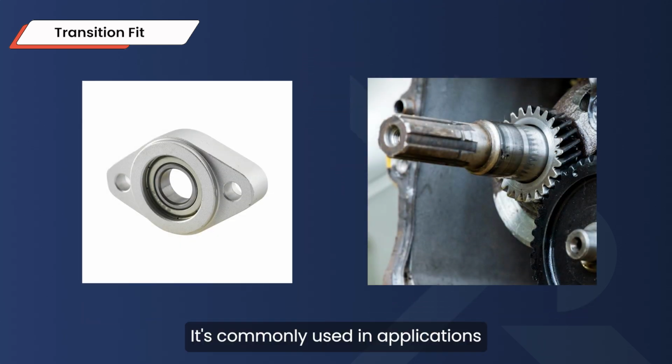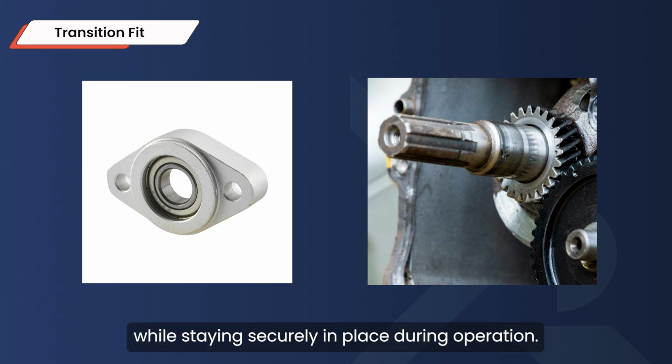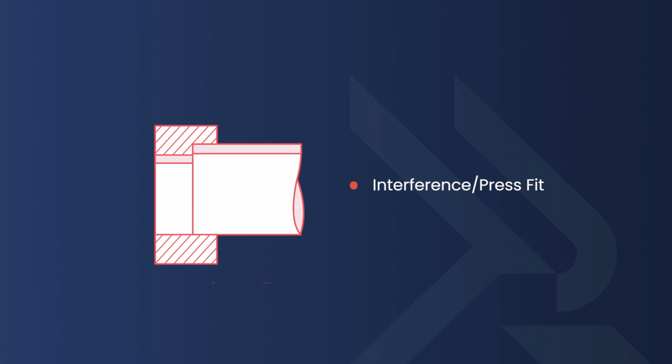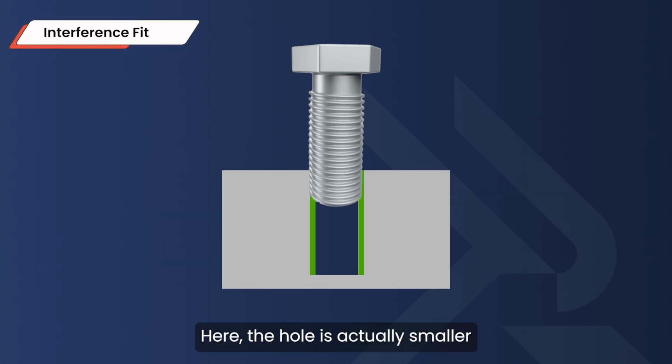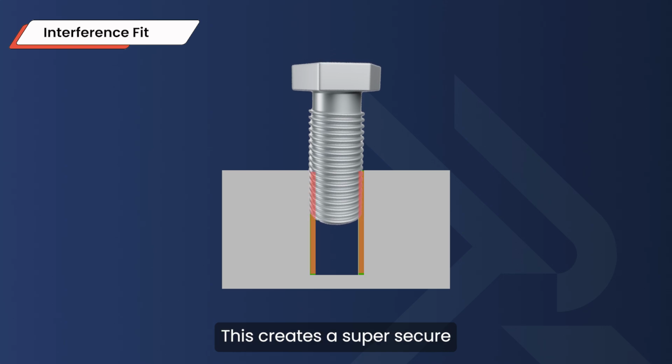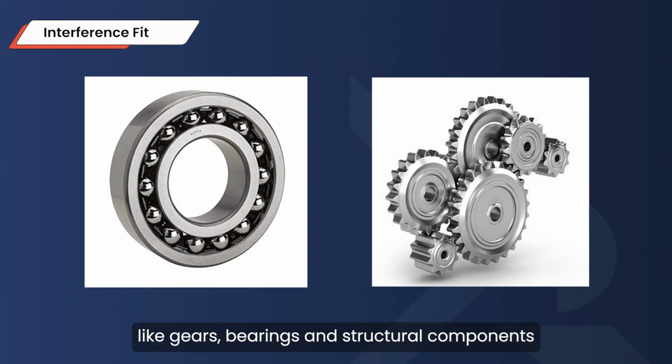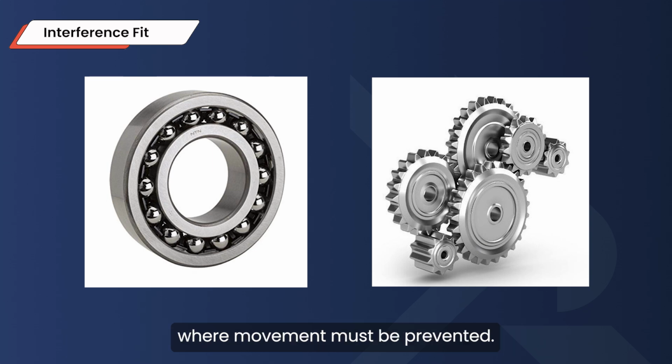It's commonly used in applications like bearing housings, shafts, or parts that need to slide with minimal play while staying securely in place during operation. 3. Interference fit, also called a press fit. Here, the hole is actually smaller than the part being inserted. This creates a super secure friction-based connection. You'll find this in applications like gears, bearings, and structural components where movement must be prevented.